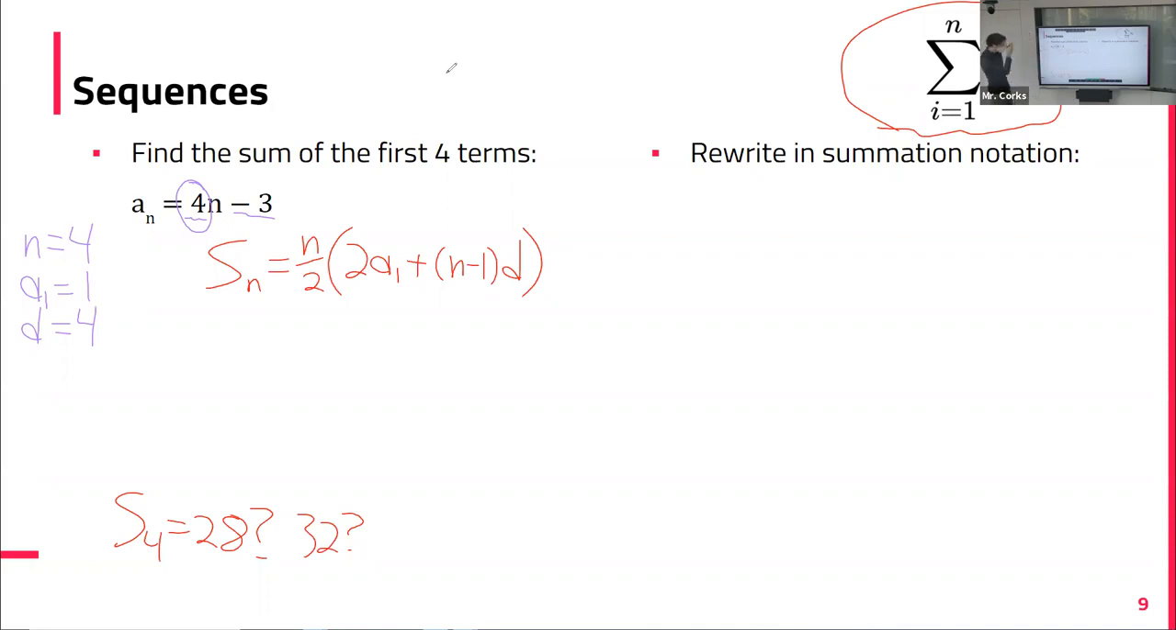All right, so we have all the parts for the formula. S7 then is equal to, sorry, 7 was the last one. That's 4 over 2, 2 times a1, which we said is 1, plus 4 minus 1, 3 times 4. Okay. 2 times 2 plus 12. 2 times 14, so 28.